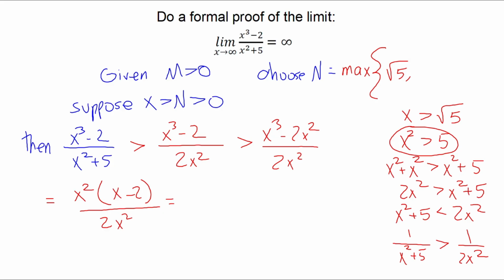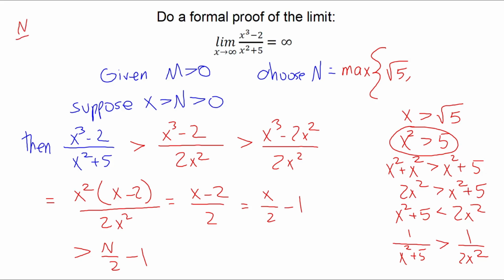If I just had an x there, maybe in the denominator a 2x, I would have wanted to multiply that 2 by x in the numerator so I could factor an x out and cancel. But now we can cancel the x squared, so we just have x minus 2 over 2. And x minus 2 over 2, which we know is the same as x over 2 minus 1, we can now say is greater than n over 2 minus 1 because x is greater than n. And we'll just let that be our m.